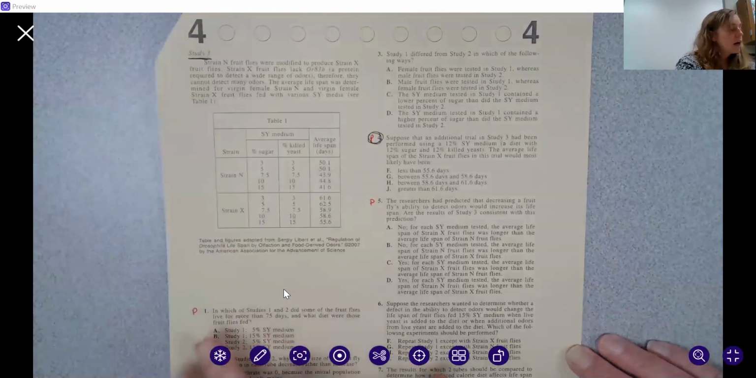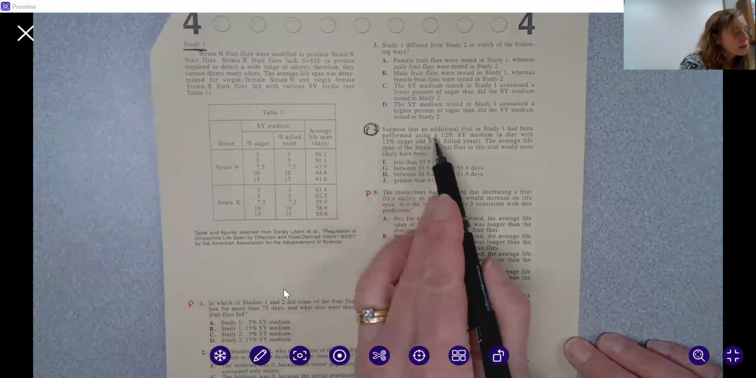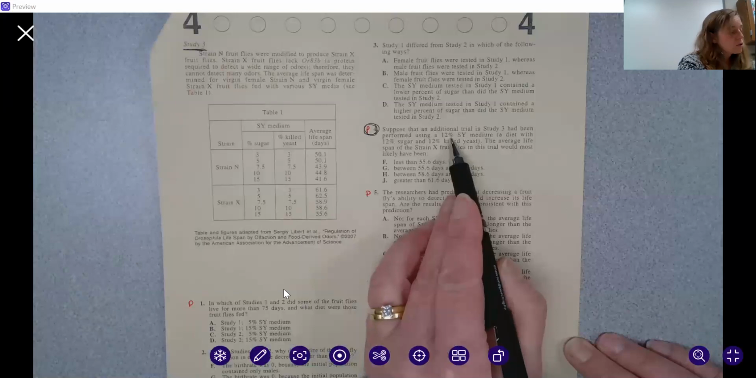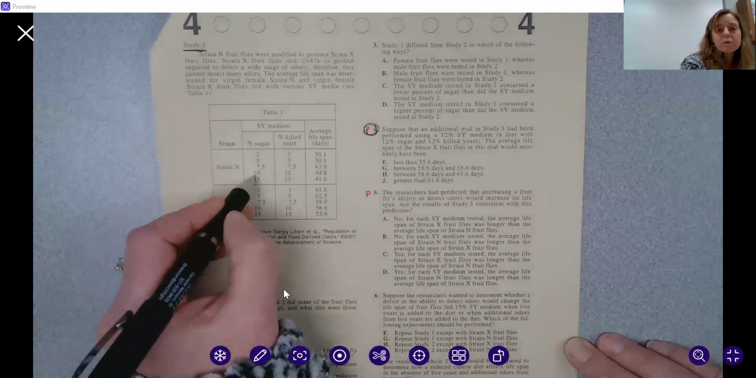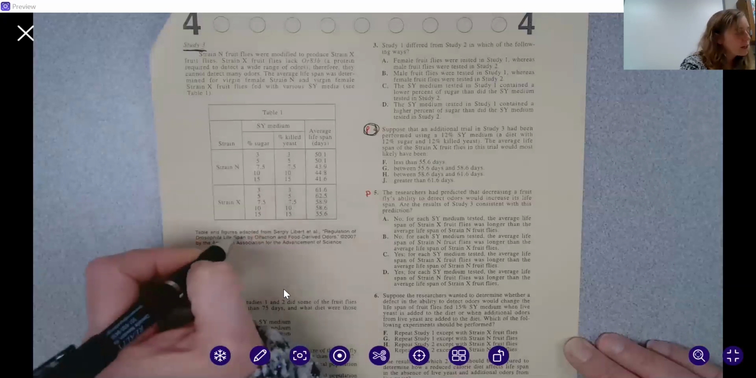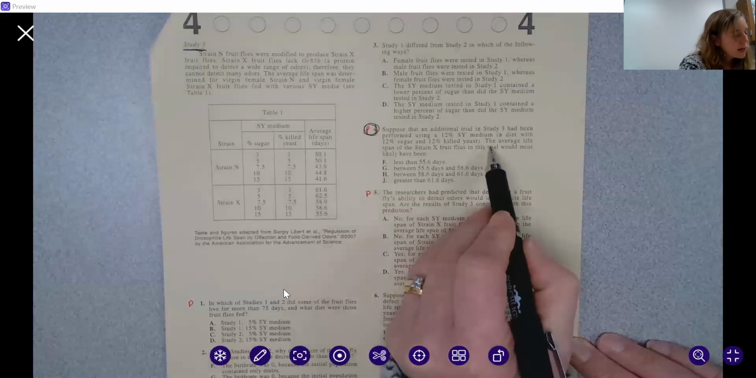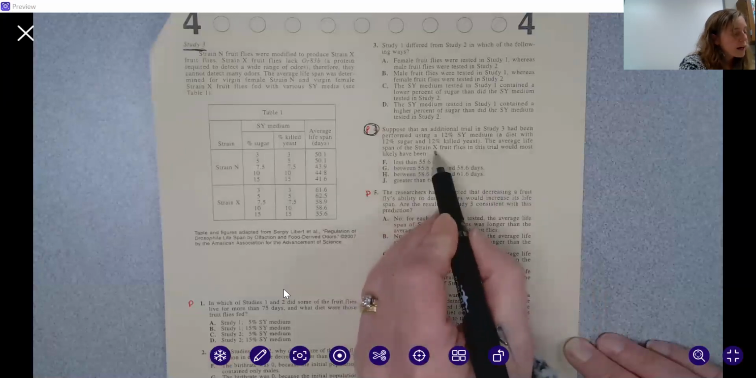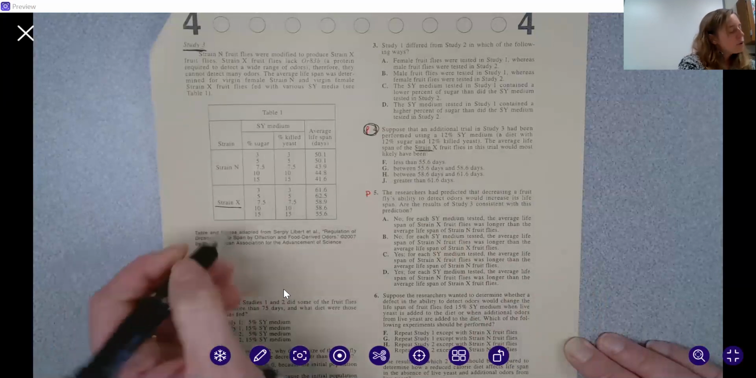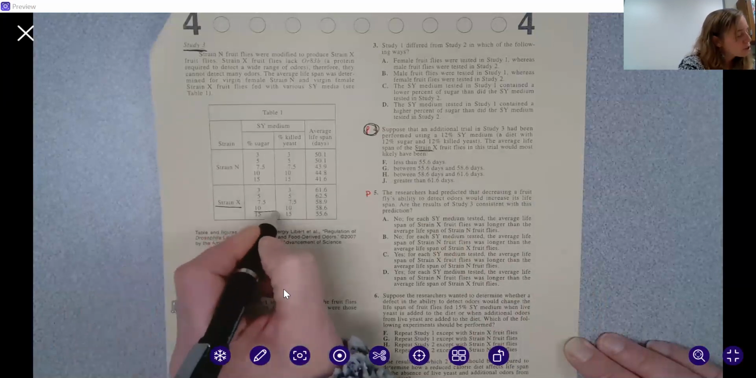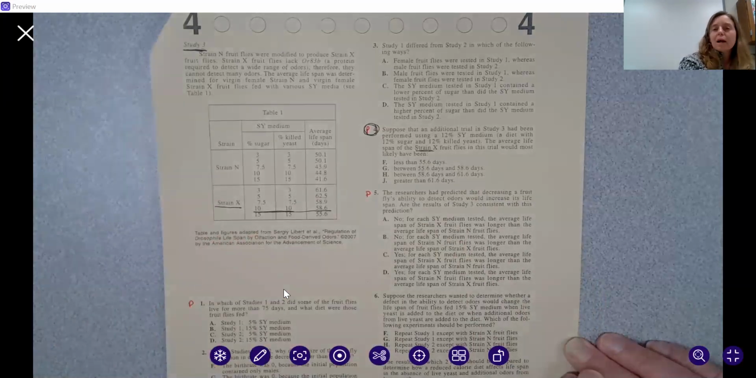There's study 3. And it says, if it had been performed using a 12% SY. So I'm going to go down here and look. 12% would have been between 10 and 15 for each one. Then it tells me, if I go further, it says the average lifespan of strain X. So I'm only looking at strain X here. And I know that I'm looking at 12%, which is between 10 and 15, okay? So I'm going to draw my line there.